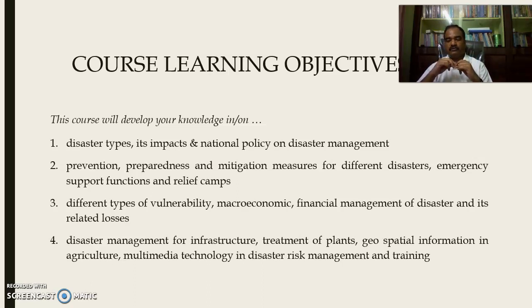We will also let you improve your knowledge on the different types of vulnerable sections and areas, the risks associated with disaster, and how to overcome the financial aspects of a disaster. And after completion of the last unit, I hope you will get good knowledge on how to manage the different types of infrastructure, and particularly the role of technology in addressing drought, which is the most important disaster happening in our country in the recent past, and the role of multimedia technology in training people regarding disaster management.